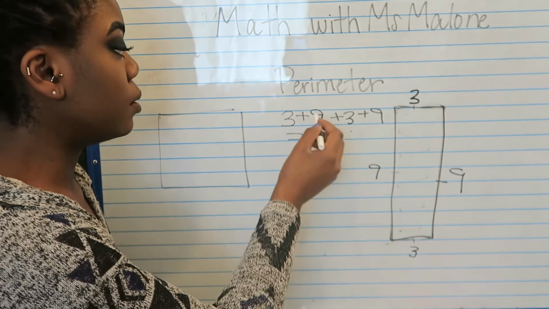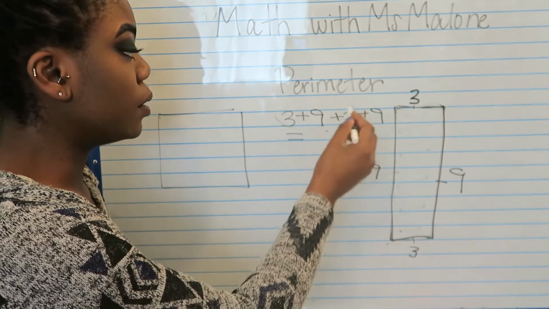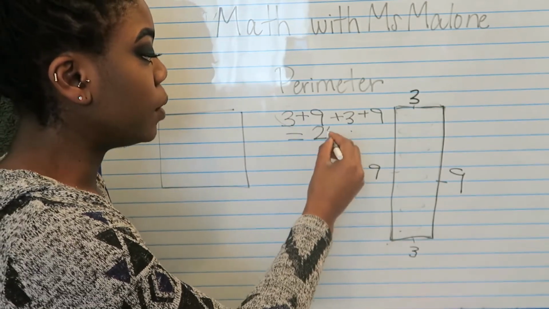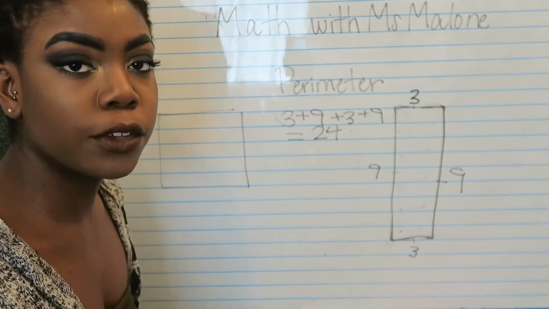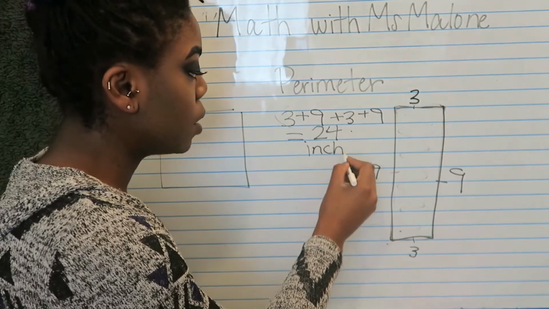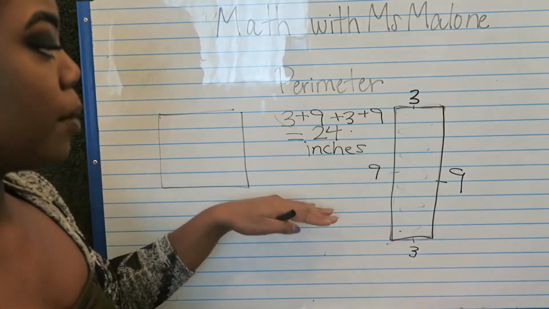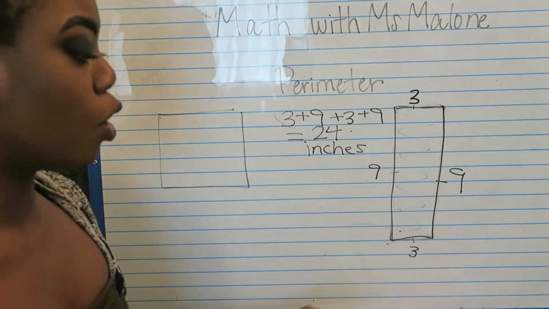3 + 9 + 3 + 9. Let's see. This is 12, and this is 12. So it should be 24. Did you get 24 inches? Perfect job. So this shape is 24 inches all around.